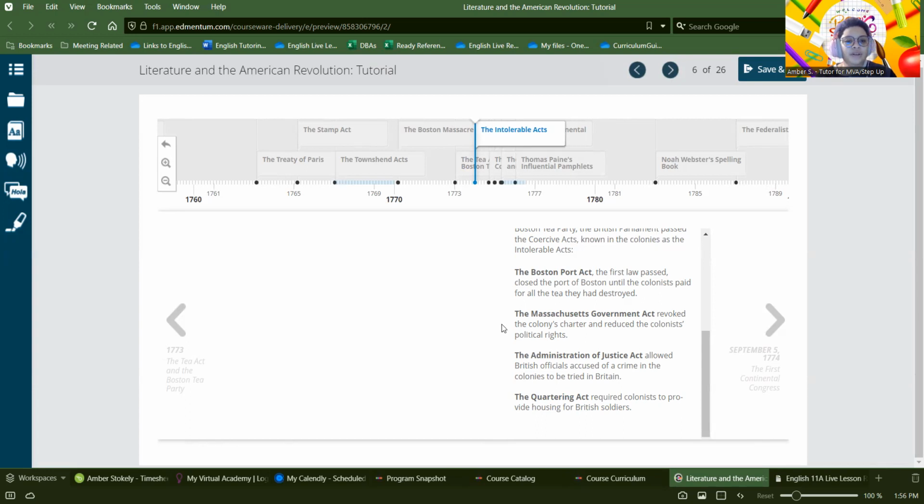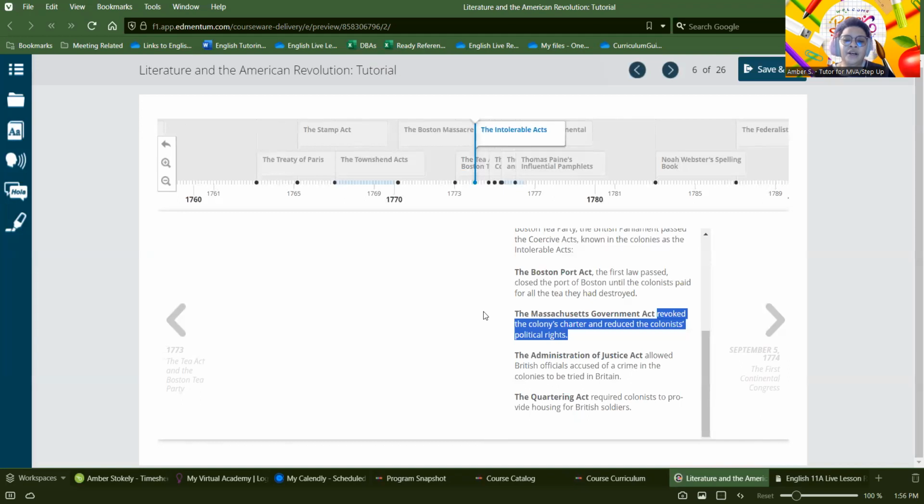The second one here, the Massachusetts Government Act, says it revoked, that means denied, the colony's charter and reduced the colonists' political rights. So basically, you know how every state has its own rules? We have state constitutions and things like that. The colonies also had their own versions of these.